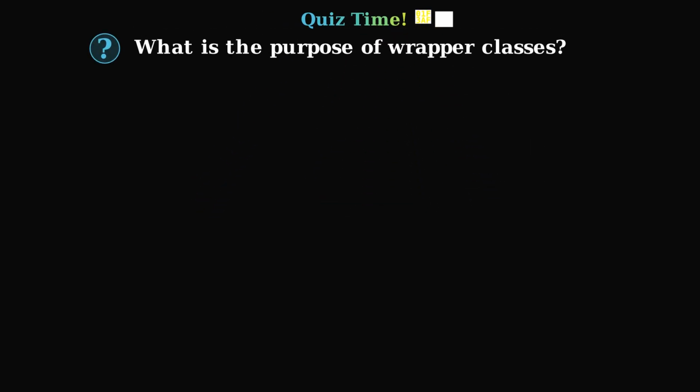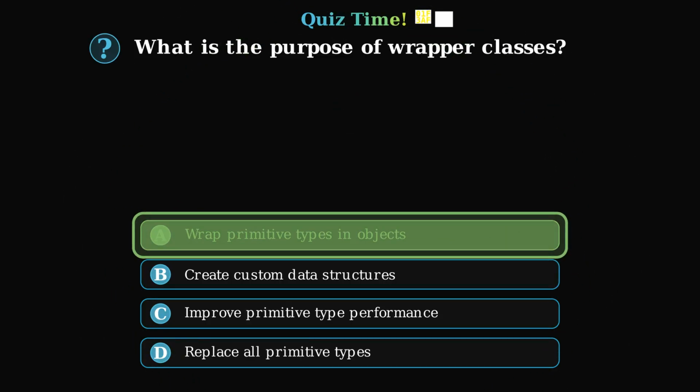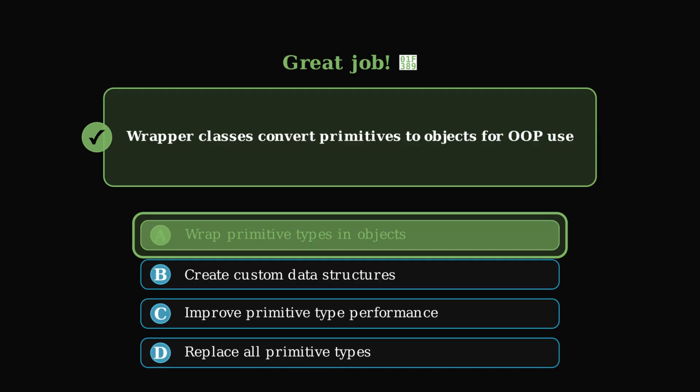Quiz time. Test your understanding. What is the purpose of wrapper classes? Which one is correct? The correct answer is wrapper classes convert primitives to objects for OOP use.